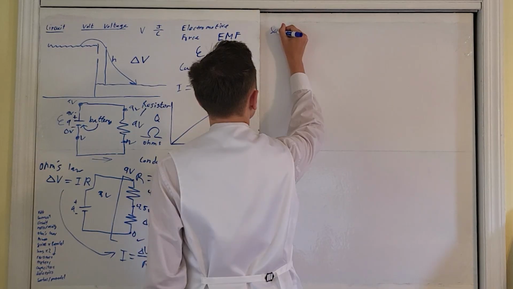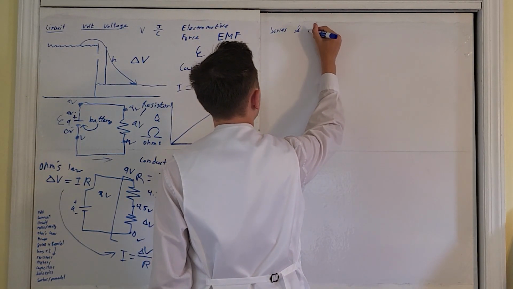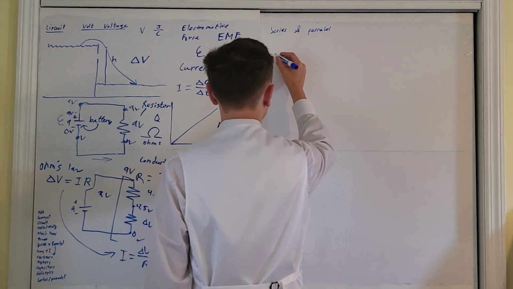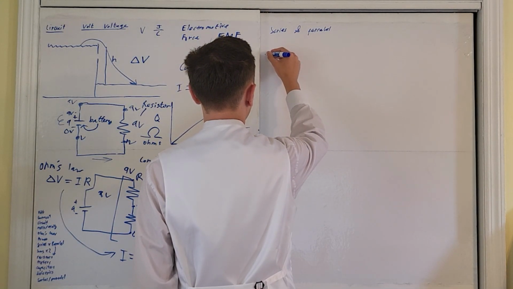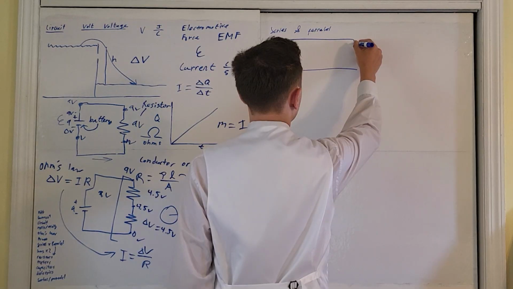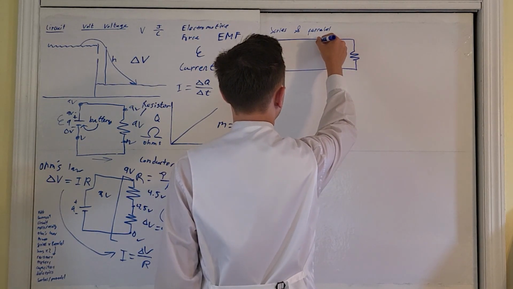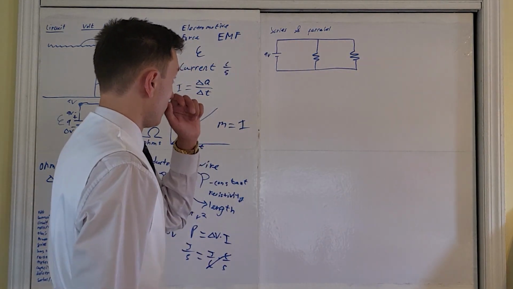Moving on from there, series and parallel circuits. Let me draw a circuit for you like this, where I have my 9-volt battery, where I have one resistor here, and I have one resistor here. Let me ask you all a question.